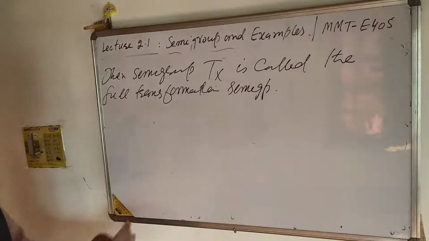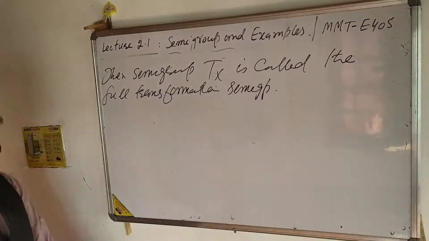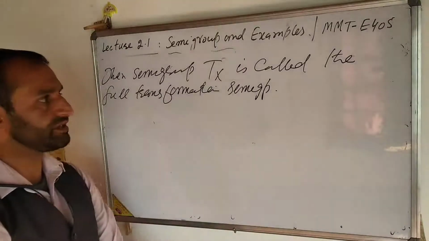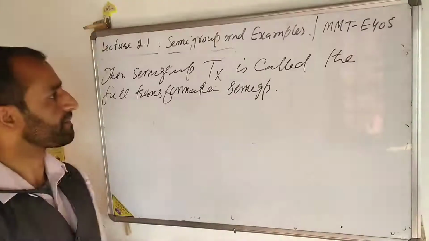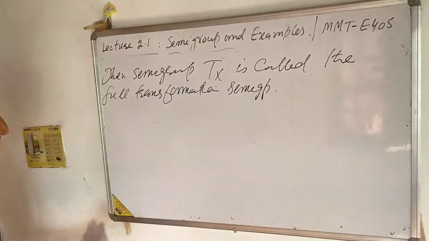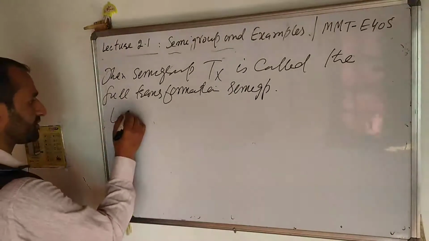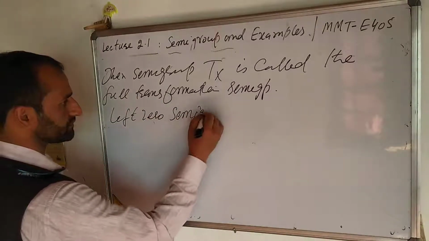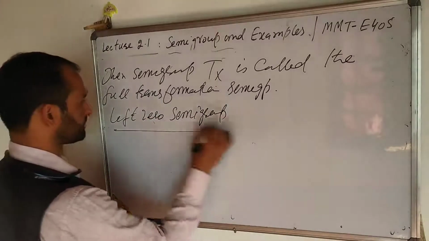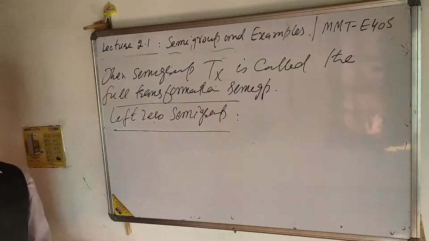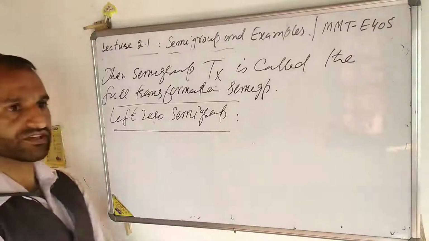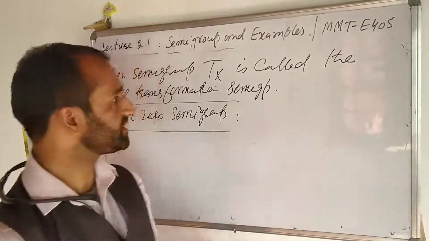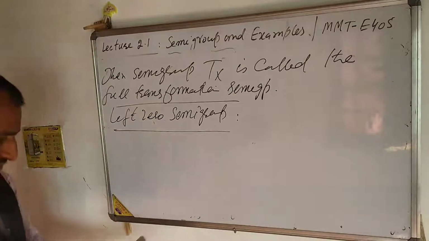Now we define left zero semigroup. All these semigroups are very important: null semigroup, left zero. Now we define left and right zero. This Tx is very important in our study. So let's define left zero semigroup. A left zero semigroup is a semigroup whose every element is left zero. जिसका हर कोई element left zero होगा, ऐसे semigroup को हम कहेंगे left zero semigroup.